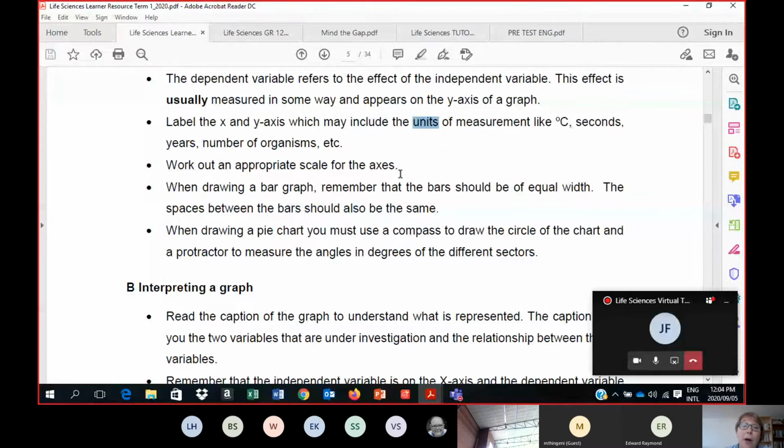When drawing a bar graph, remember that the bars should be of equal width. I'll show you this in a minute. And the spaces between the bars should also be the same. When drawing a pie chart, you must use a compass to draw the circle of the chart and a protractor to measure the angles in degrees of the different sectors.